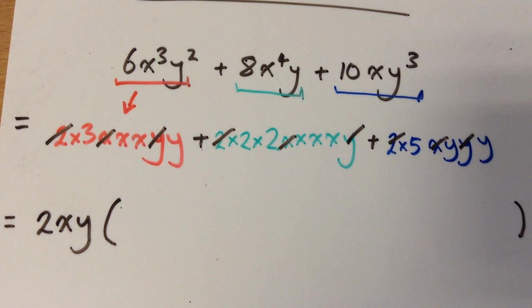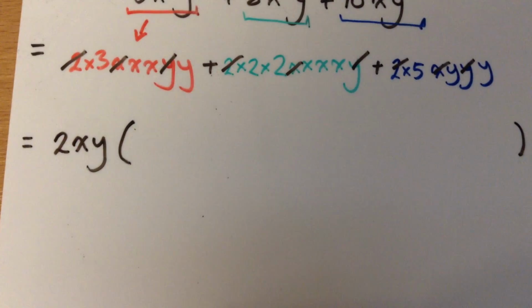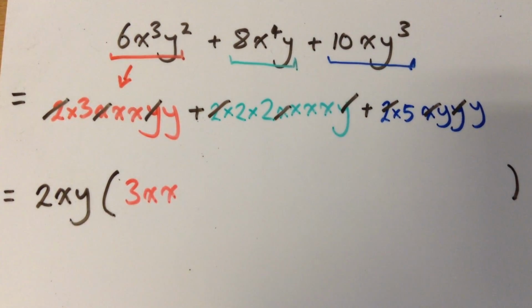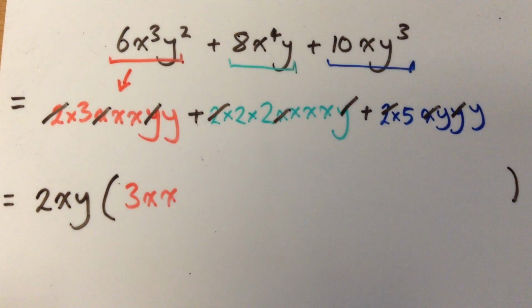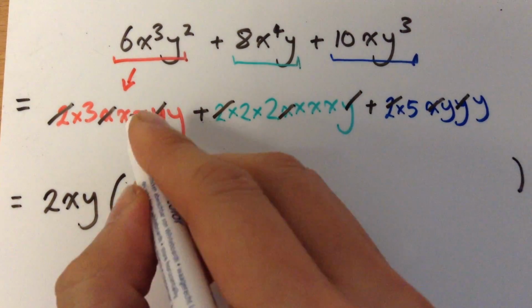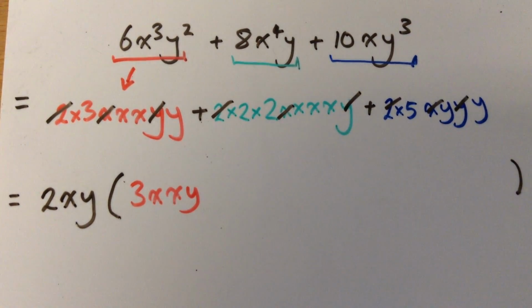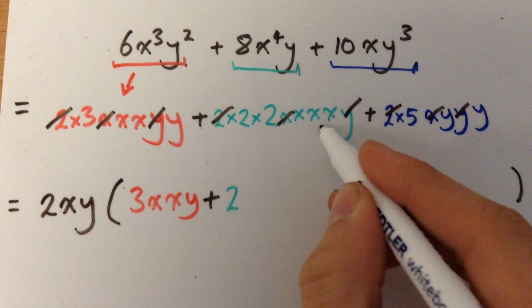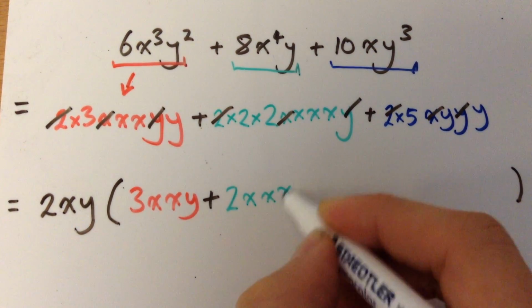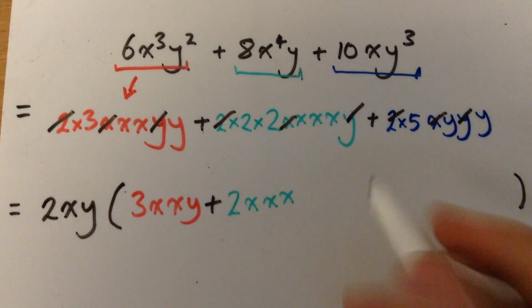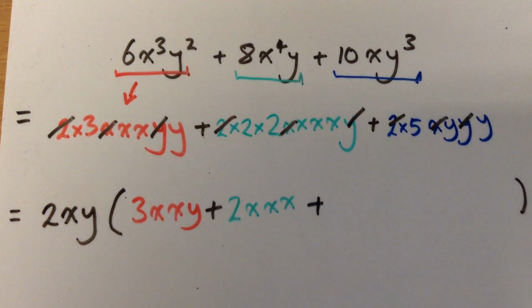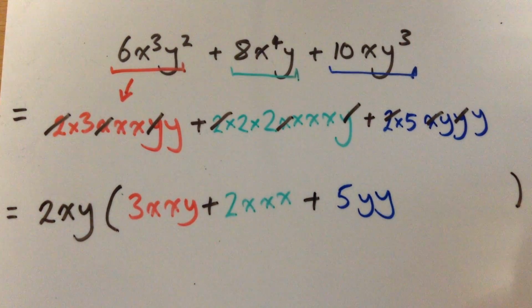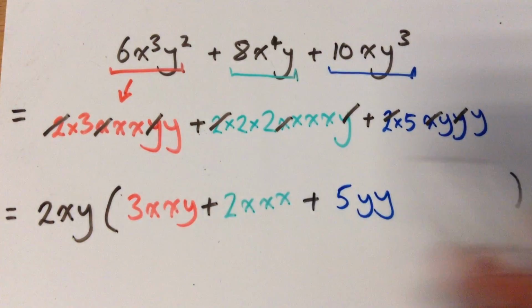Whatever is left that I haven't crossed out will go into the inside of my bracket. So I've got 3, I have 2 x's, plus, oh, I'm missing a y, my apologies. So 2 x's and a y, plus, I have a 2 left here. I have 1, 2, 3 x's left here, and no y's. Plus, I have a 5 left that I haven't crossed out, and I have 2 y's, 1, 2. So that is my expression factorized.